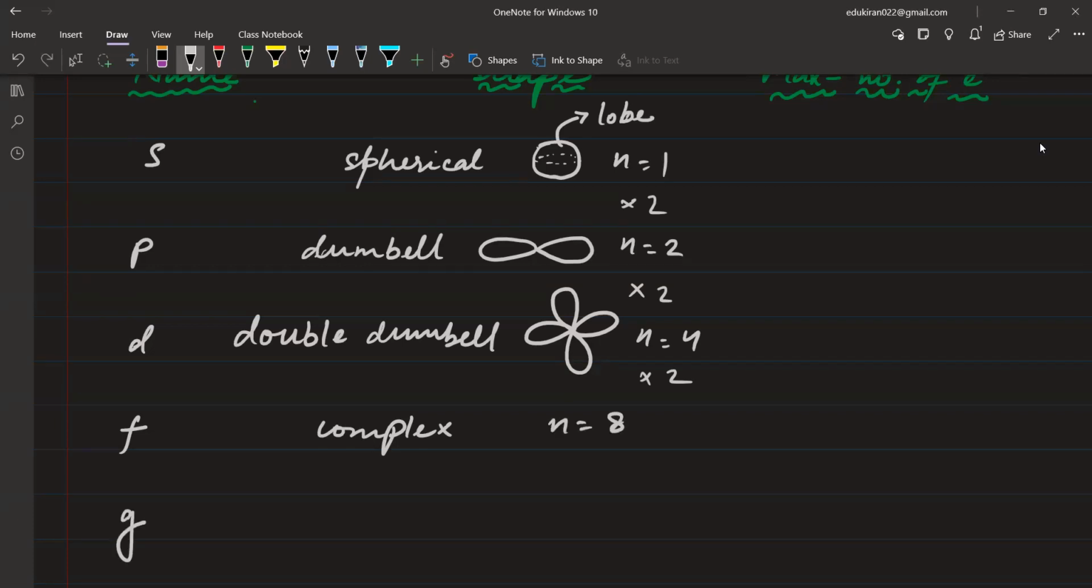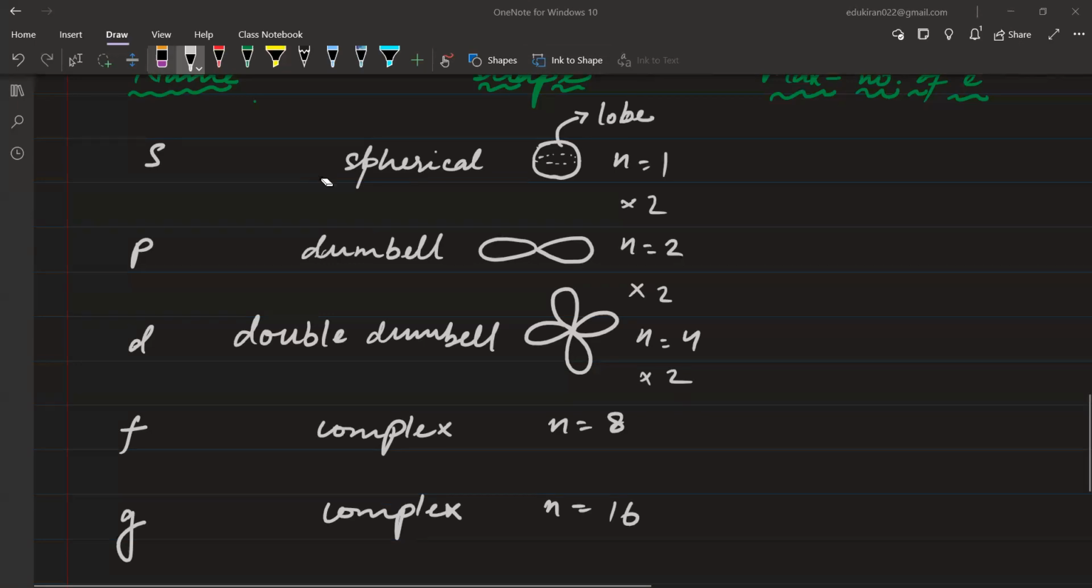Now, if I write about the G subshell, then it is also going to be complex. You don't have to learn it, but the number of lobes will be equal to how much? Tell me, guys. 16. Very good. Okay, 16. Now, another very important thing in the 11th and 12th standard is pattern recognition.